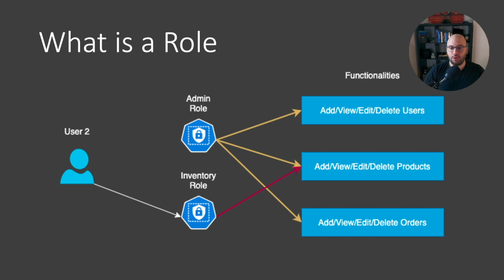So what is a role? As we have said, it's basically the Boolean value of do I have access or not. And as we can see here in more detail, we have this user 2, who has the inventory role. So let's say the user has logged in and we have not set any role for them.